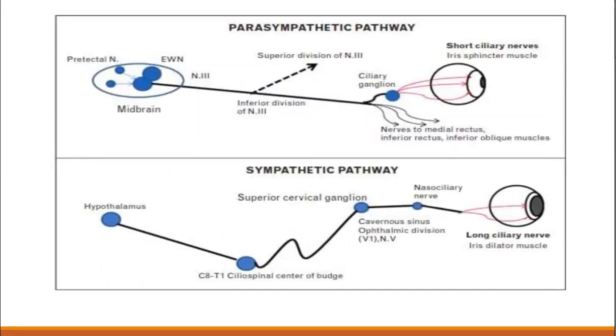And what is the sympathetic pathway? The fibers start from the hypothalamus, then go to the ciliospinal center of Budge, which is situated in the cervical vertebrae, and from there it ascends to the superior cervical ganglion. Through the sympathetic plexus surrounding the internal carotid artery, it enters the skull, passes through the cavernous sinus, and enters the eye through the nasociliary nerve from the ophthalmic division of the fifth nerve. From the nasociliary nerve, it goes to the long ciliary nerve and reaches the dilator iris muscle.